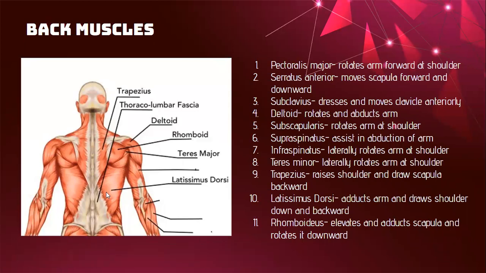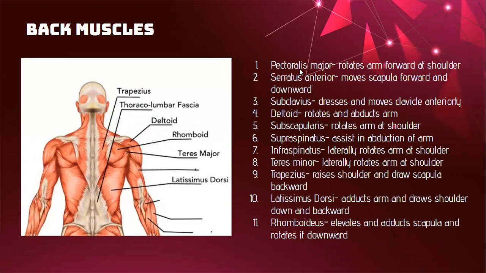And then your trapezius is right above your latissimus dorsi. It's kind of the trapezoid shape we were talking about. It raises your shoulder and draws your shoulder blades, your scapulae, backwards. Yeah, I think those are the main important ones.